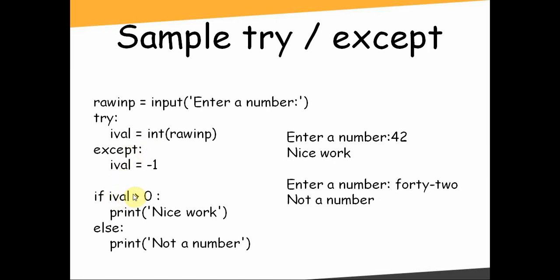If ival greater than 0, we are checking whether ival is greater than 0 or not. Yes, it is greater than 0 because the user entered 42. So print nice work. Whatever statement is present after the indentation will get executed if this condition is satisfied. Otherwise the else statement will get executed.